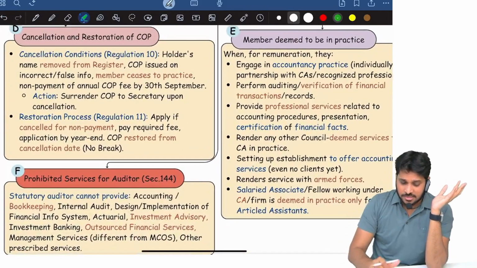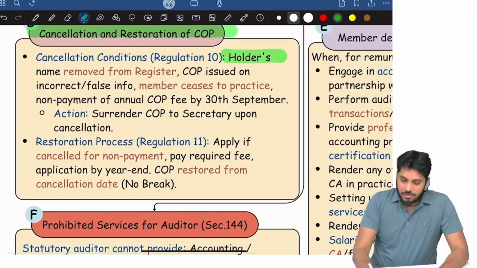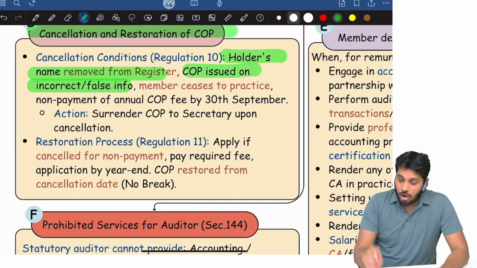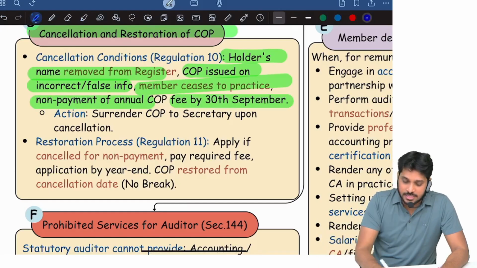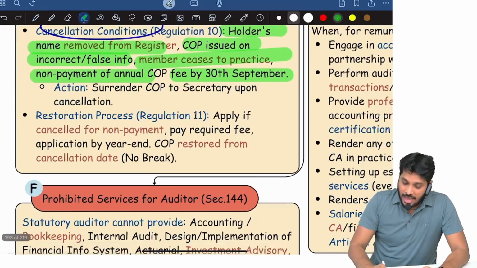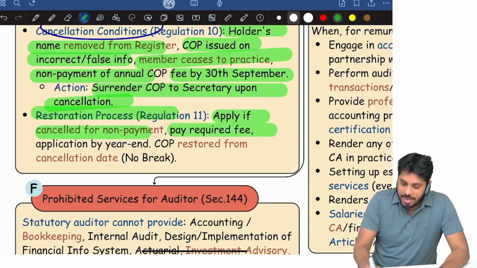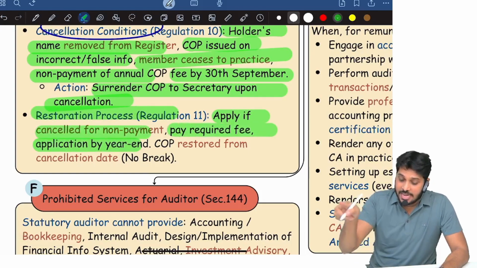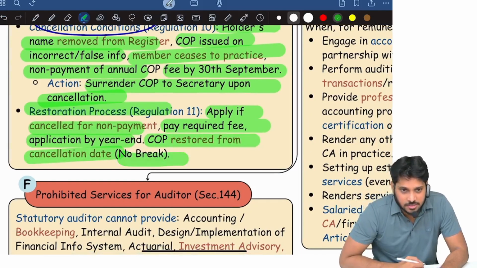Next, CA in practice: cancellation and restoration of COP. If a practice holder's name is removed from the register, COP was issued on incorrect or false information, the member ceases to be in practice, or there is non-payment of the annual fee by September 30, in all these cases, COP will be cancelled. Okay, action: what is the action upon cancellation? You should surrender the COP. Restoration: you can apply if cancelled for non-payment, paying the required fee and application by year end. COP will be restored from the cancellation date, therefore no break in service. Clear?